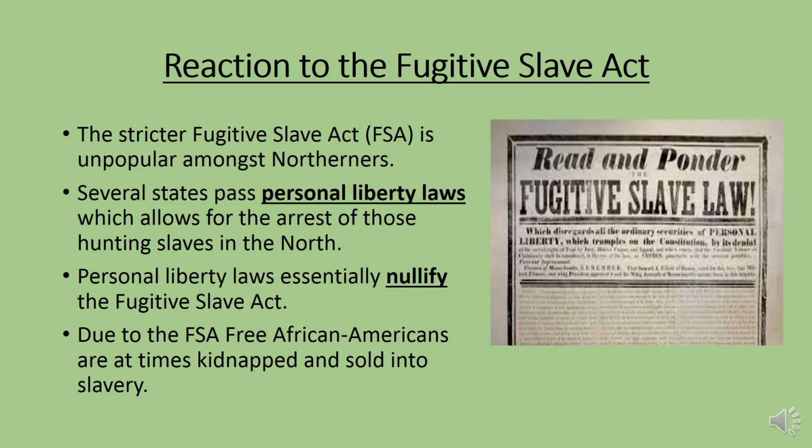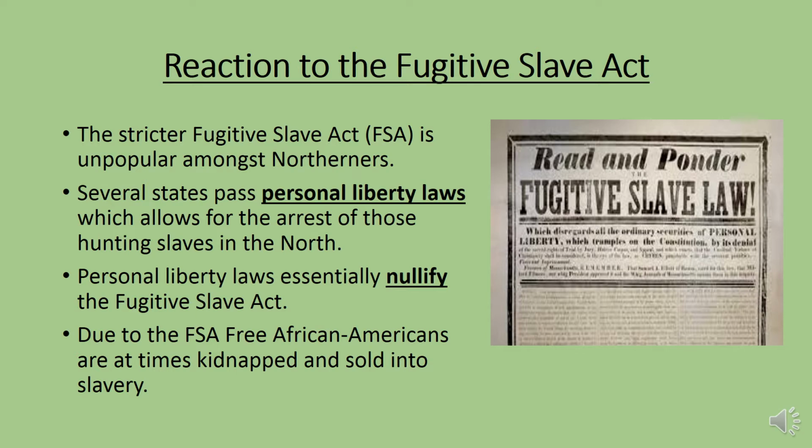All right, this is certainly something, as you look at that first bullet point, that is unpopular amongst Northerners. All right, and in response, several states passed what are called personal liberty laws. Personal liberty laws were laws that allowed for the arrest of those who were hunting slaves in the North. All right, so those bounty hunters, those slave owners who were coming north to try to recover what was considered their property. The personal liberty laws allowed for the arrest of these folks who were hunting slaves in the North.